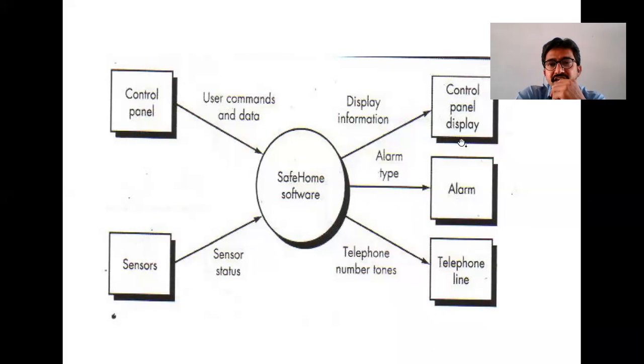For the input external entities, this is a producer, and this is a consumer. So control panel display, alarm and telephone line are output external entities, the consumers. So this is one DFD diagram. In this level 0, we are just giving the inputs and the outputs we expect.